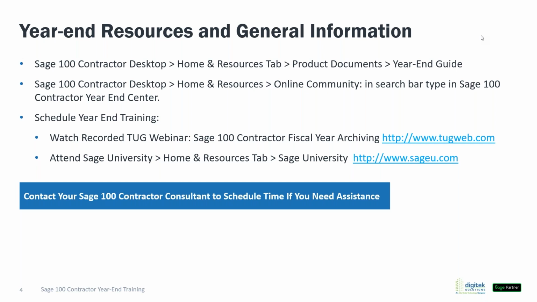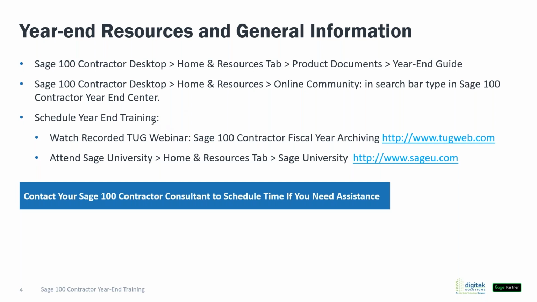All right, well, I apologize for the trouble we're having here, but basically, when you're in your software and you have the tabs at the top, you have a Home and Resource tab. If you click on that tab and you go to Product Documents, you'll notice there is a year-end guide that you can open up. And then there is also an online community. The online community is an area within Sage that is open to users of Sage 100, where you can go in and ask a question about Sage 100. A user may answer that question. You can research any questions that have been asked in the past, etc.